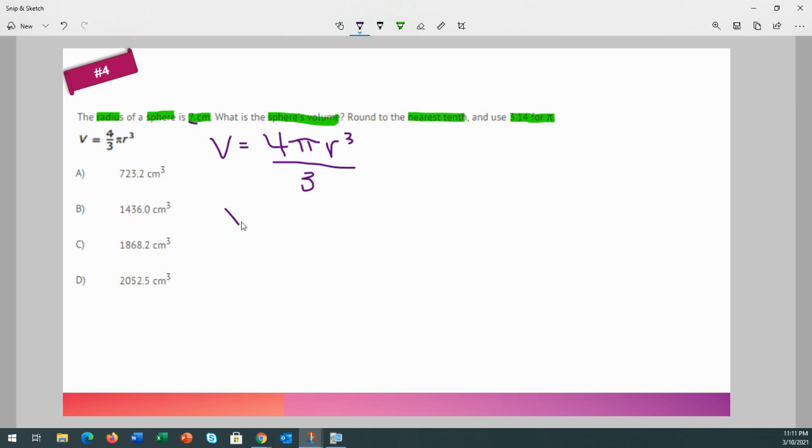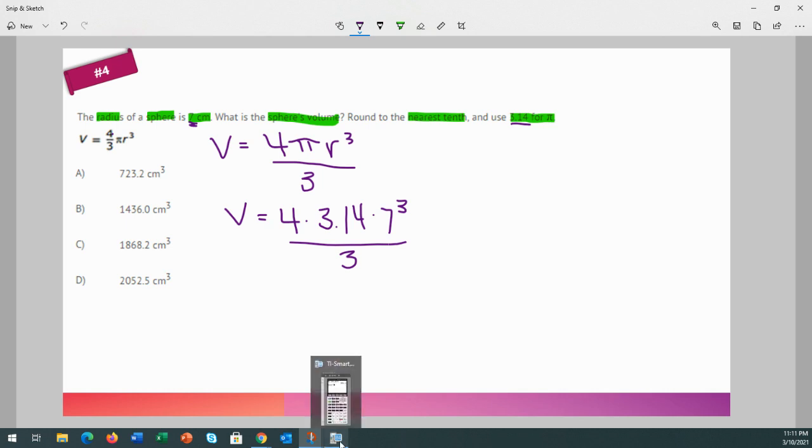So let's rewrite it and plug in what we know. So the volume is 4 times pi, and they told us to use 3.14. So let's just go ahead and write that, save a little trouble. Times the radius cubed, the radius to the third power. So what does that mean? It means you have to take 7 and multiply it by itself 3 times. 7 times 7 times 7. Okay? So let's get out our calculator.